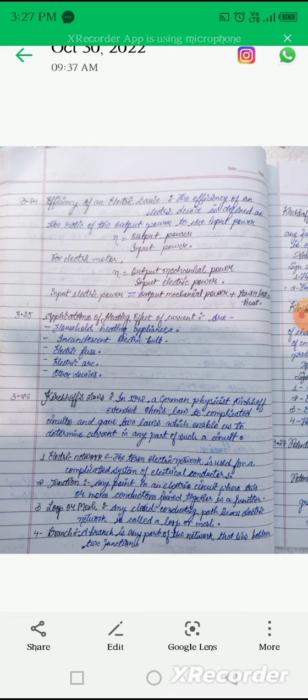In 1942 a German physicist Kirchhoff extended Ohm's law to complicated circuits and gave two laws which enable us to determine the current in any part of such circuits.